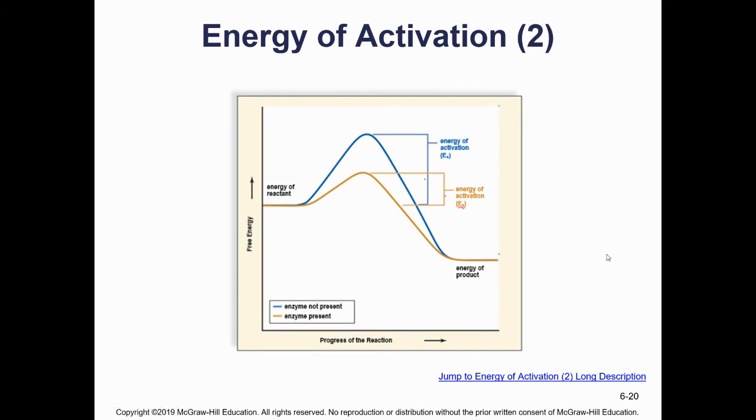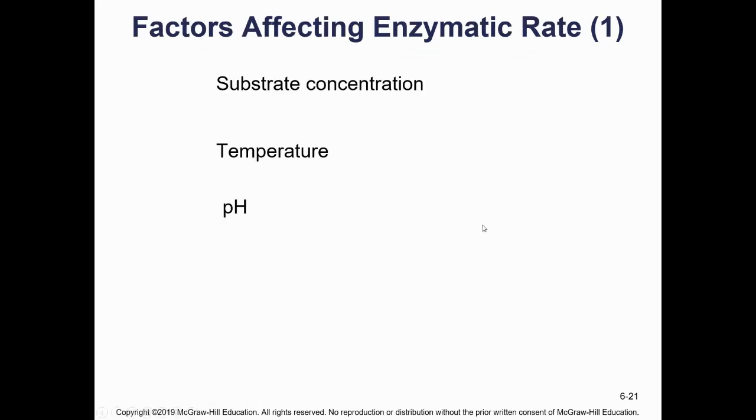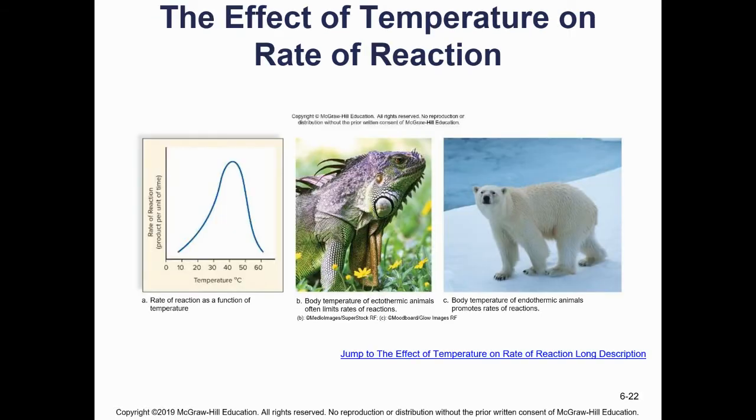All right, so how can we affect our rate of enzyme activity? This is what you looked at in the lab. Factors that affect the rate of enzyme activity: substrate concentration, enzyme concentration can also change the rate of reaction, temperature, and pH. So let's look at each of these. The effect of temperature on a reaction. We see at low temperatures, my reaction's slow. Well, at cold temperatures, molecules move slower. So I'll have less reaction.